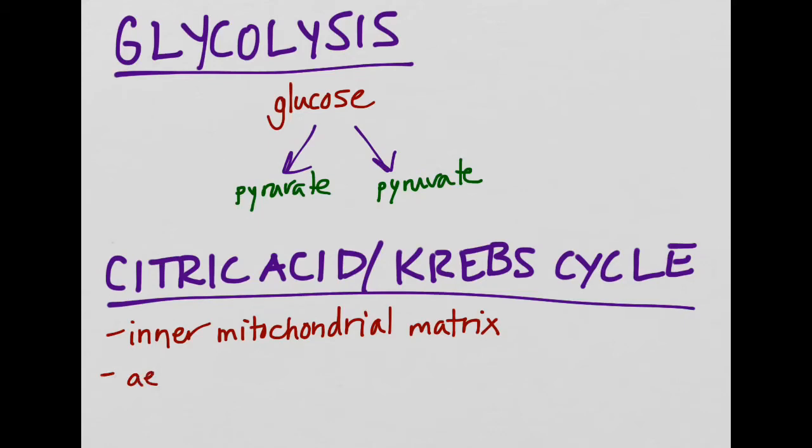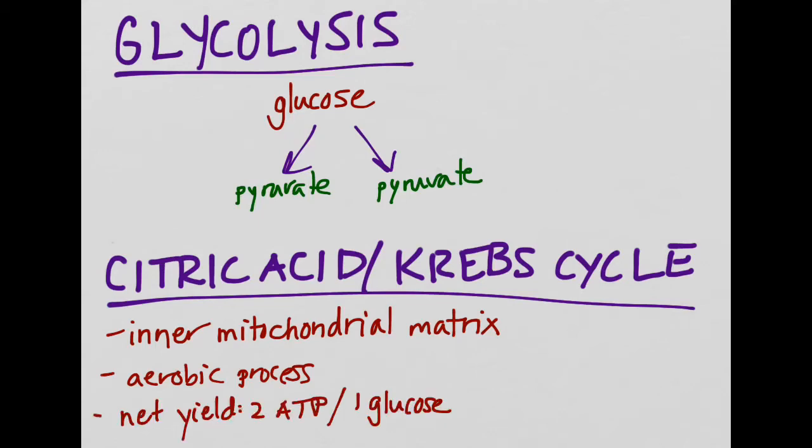This is an aerobic process, and it will only proceed in the presence of oxygen. Also, remember that our net yield is important to keep in mind when going through the process of cellular respiration. We are going to create 2 ATP molecules per glucose molecule. Then we can also look at our net yield of NADHs and FADH2s. We are going to make a total of 6 NADHs and 2 FADH2s.